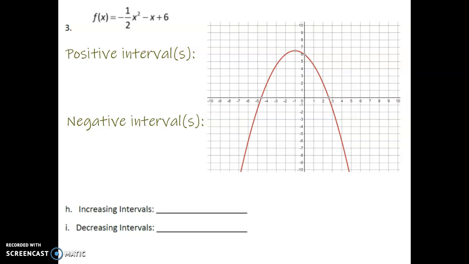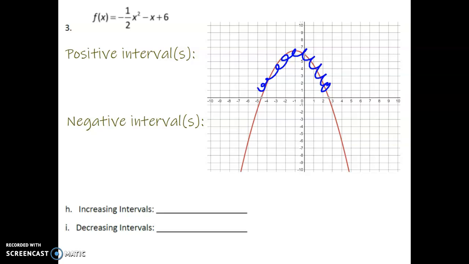Okay, so from this, let's find our positive intervals. Remember, positive means above the x-axis. And I can see that this one is positive in this area. So the thing that I'm going to use to determine my intervals is my x-intercepts. That's where it crosses the x-axis from being positive to negative.